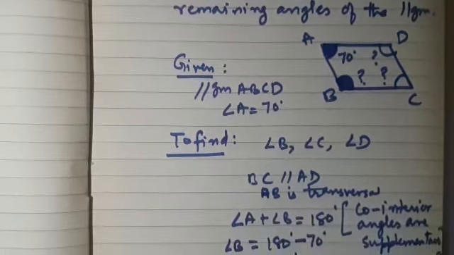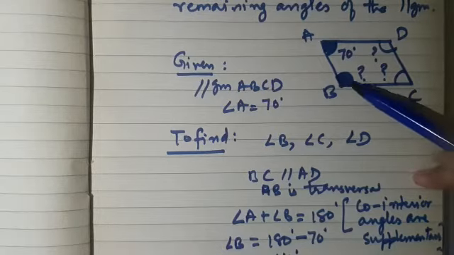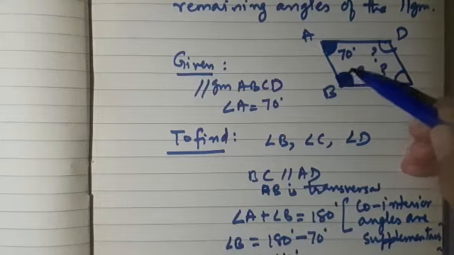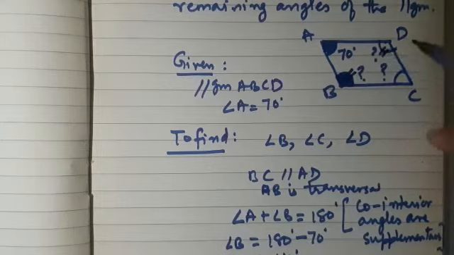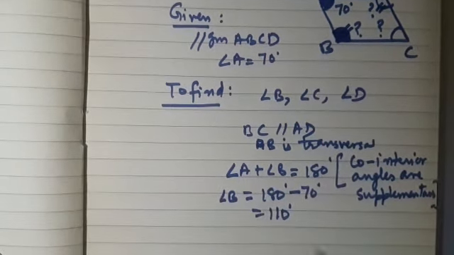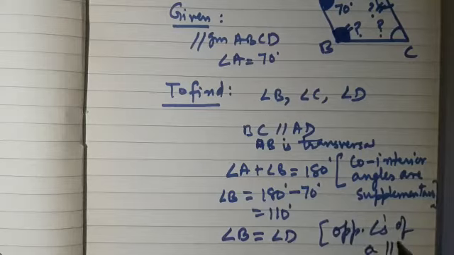Now you can simply use the properties of this parallelogram. We know that opposite angles of a parallelogram, they are equal. So angle B is equal to angle D. So what is angle B? B we have already found, that is angle B is 110 degrees. So we can write here angle B is equal to angle D. Opposite angles of a parallelogram are equal. So angle D will also be 110 degrees.